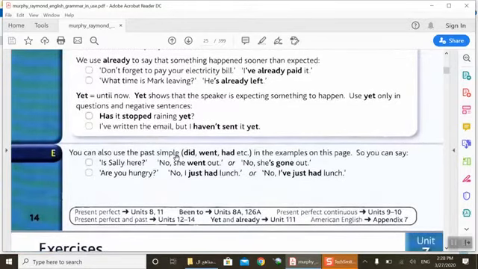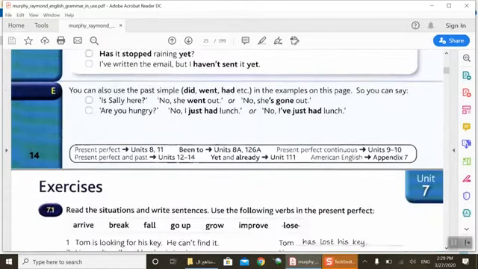You can also use the past simple did, went, had in the examples of this page. Okay? You can use. Sometimes it's okay to use past tense. تقدر تستعمل past tense بهالحالة. مثلا تقدر تقول is Sally here? No, she went out. Or no, she's gone out. Are you hungry? تقدر تقول no, I just had lunch. Or no, I have just had lunch.